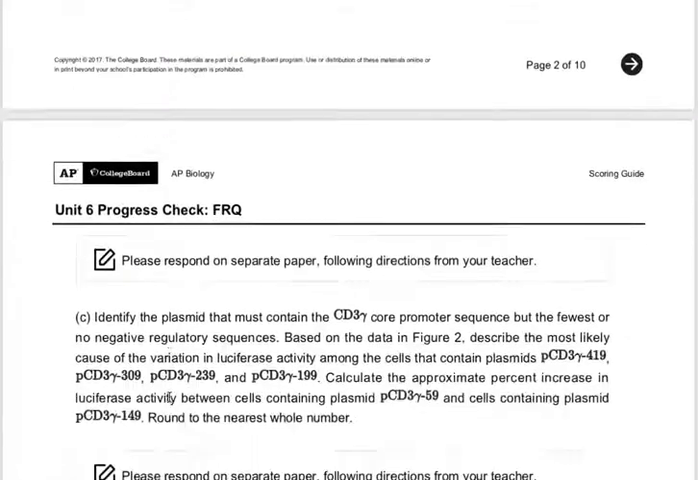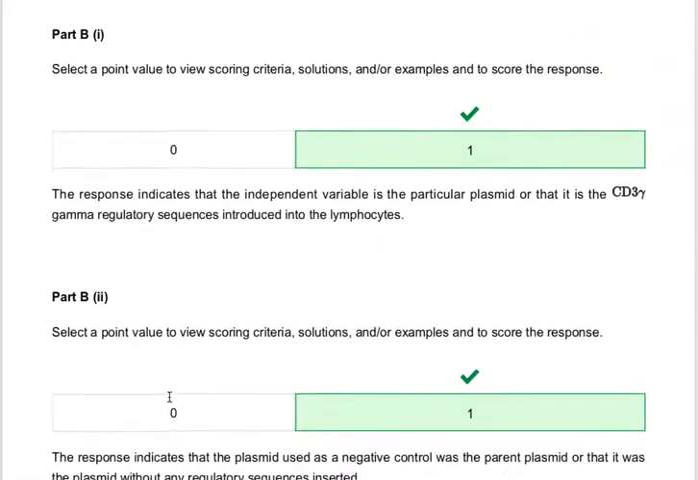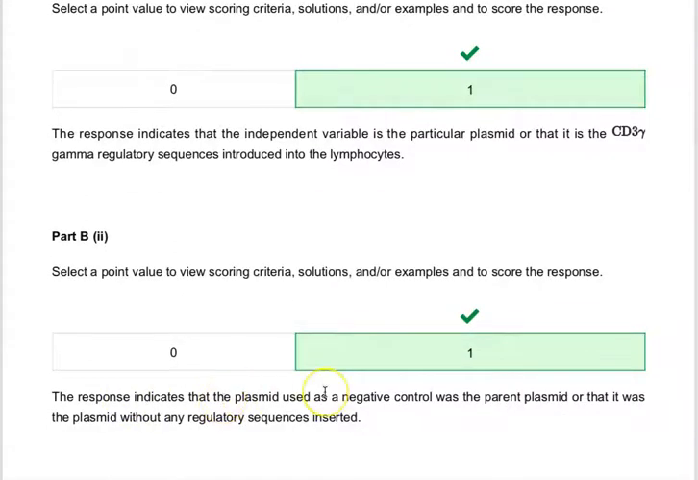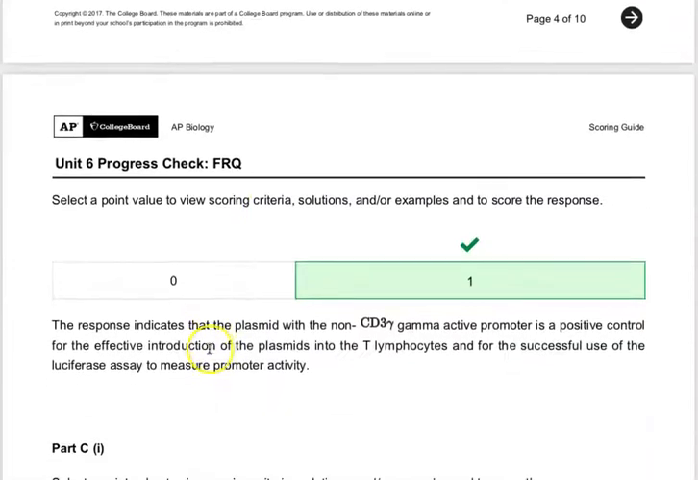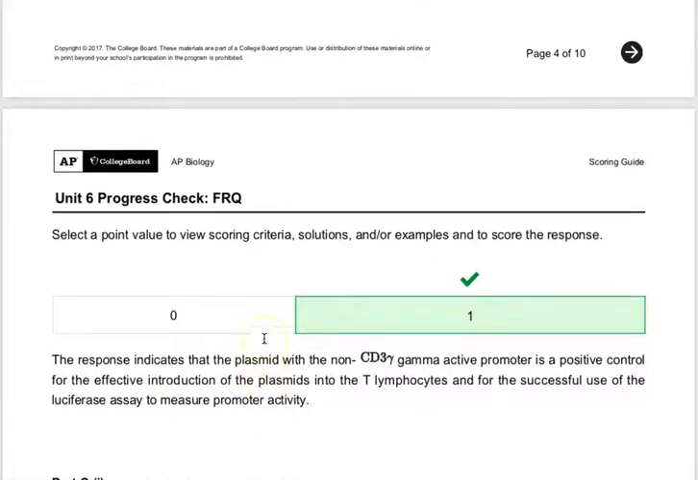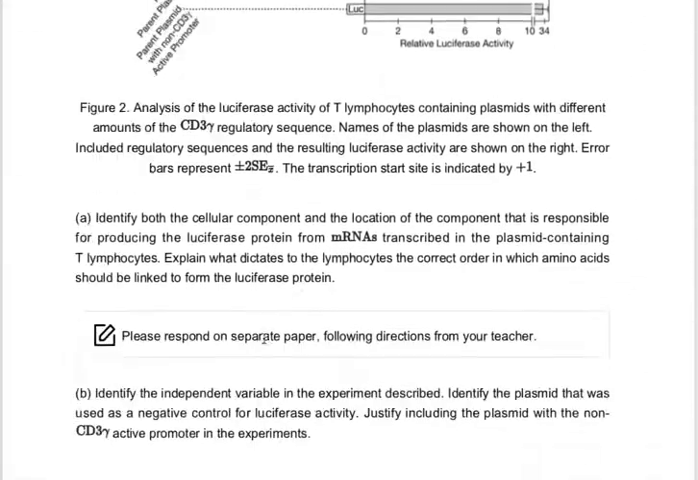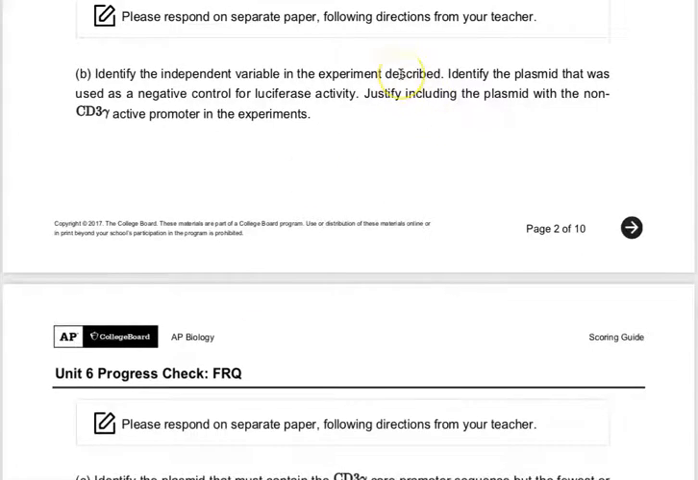Okay? And finally, the last part of question B, question B3. The response indicates that the plasmid with non-CD3 gamma active promoter is a positive control for the effective introduction of the plasmids into the T lymphocytes and for the successful use of the luciferase assay to measure promoter activity. So let me go right back to think about how that relates to the question: justify including the plasmid with a non-CD3 active promoter in the experiments.